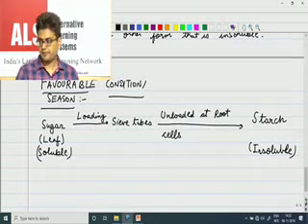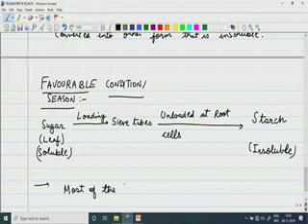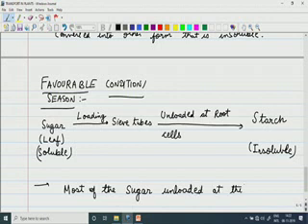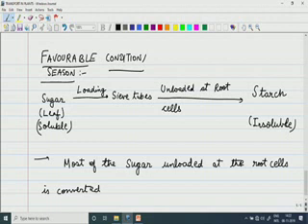So you can write here, most of the sugar unloaded at the root cells is converted into starch. And some part will be used as food material by the root cells, because root cells cannot manufacture their own food. This is about sugar in favorable condition. Now in unfavorable condition, the situation will be reversed.